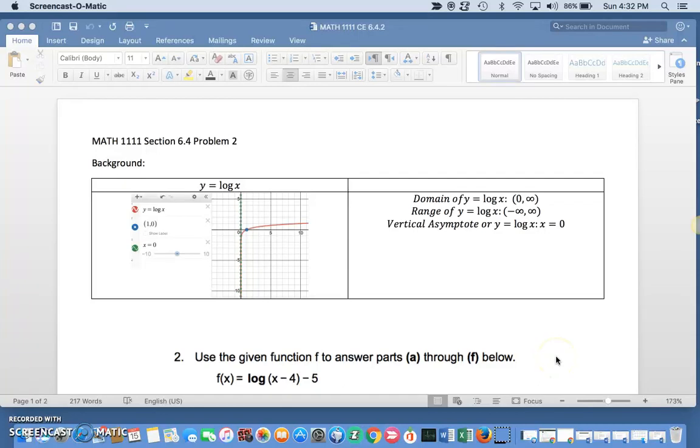Okay, we are in section 6.4 and we're getting ready to work problem 2, and we're dealing with logarithms. We are actually graphing logarithms and talking about their domains and ranges. This is the basic log. When there's no base written here, the base is understood to be a 10. So this is log base 10 of x. It looks like this.